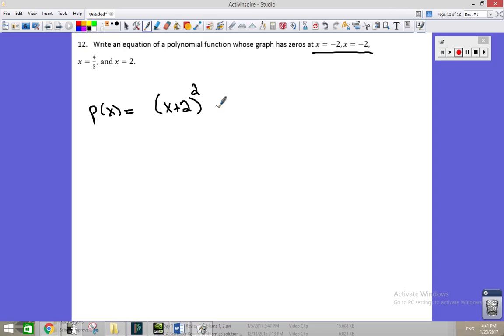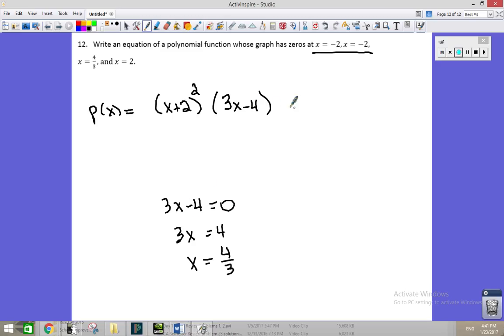Now, the 4/3, that's going to be 3x minus 4, because if you work backwards, if you have x equals 4/3, multiply both sides by 3, and then subtract 4 because you're trying to get 0, and then 3x, because that's why it's called a zero of the function. This 3x minus 4 is one of the factors. And then x equals positive 2 is just written as x minus 2. It doesn't say a thing about the y-intercept, so we can have any y-intercept that we want, which means we can have any number here that we want.